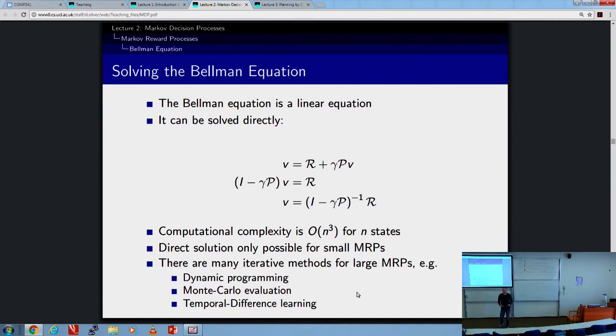Each of which basically starts with a guess for v, set all the v's to 0, for example, and then update. For a certain number of iterations, update each v looking at its neighbors. And if you keep doing that, eventually it actually converges to the real solution.